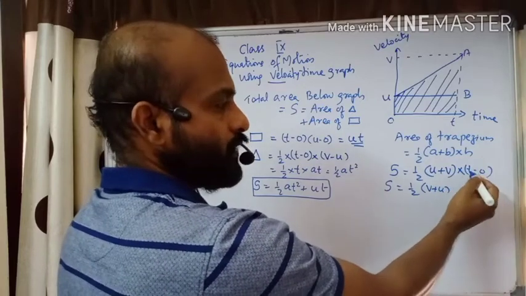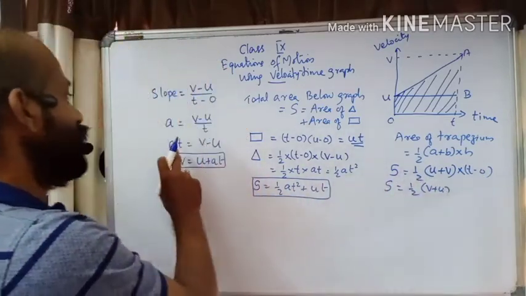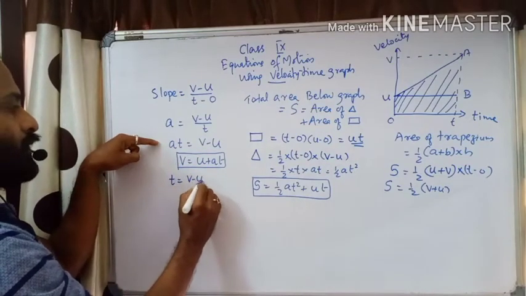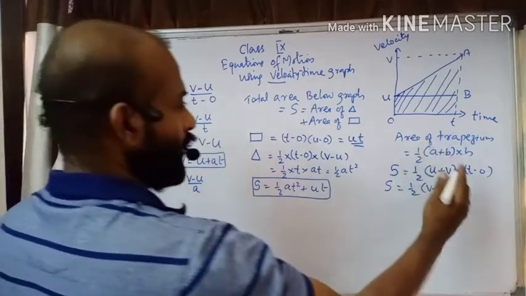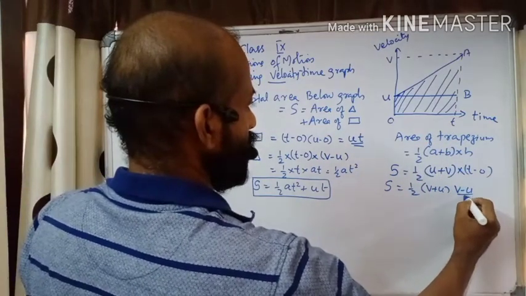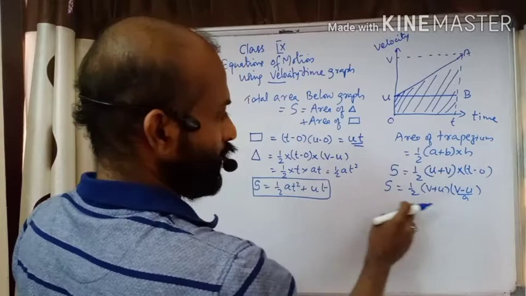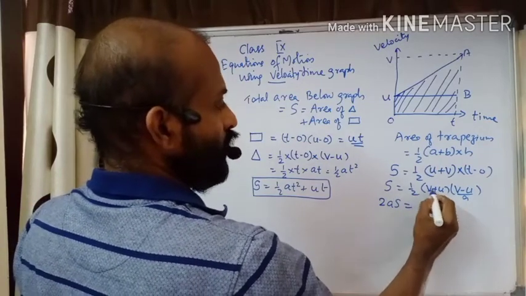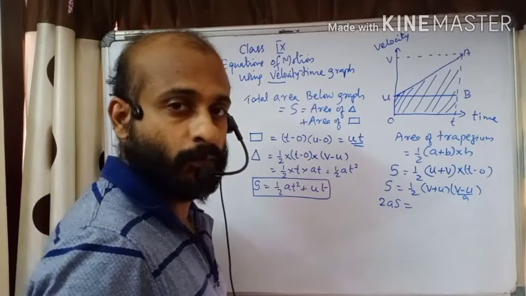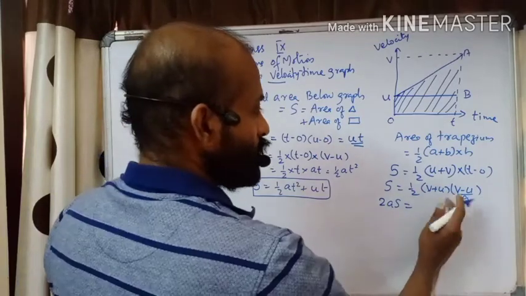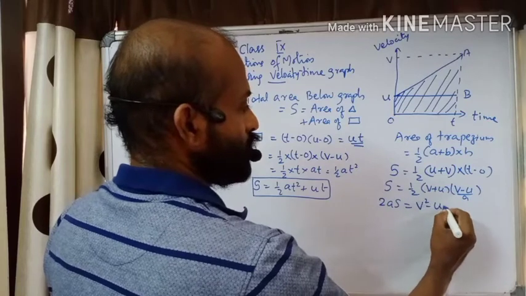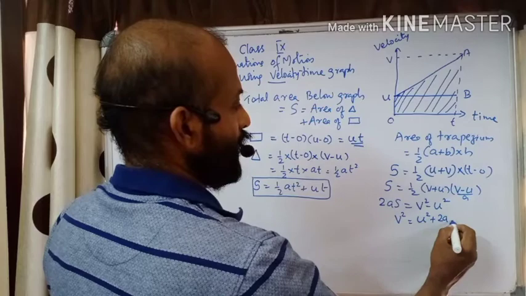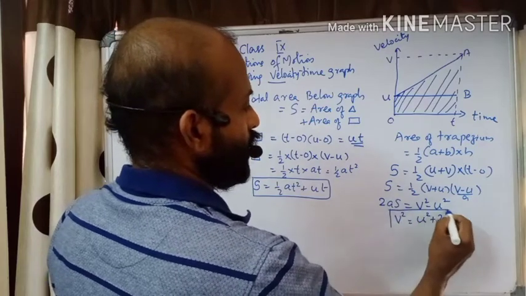What is T? T minus 0 is T. From the first equation, T is equal to V minus U by A. I substitute it there. T is equal to V minus U by A. Cross multiply: 2A into S. I cross multiply: 2AS is equal to V plus U into V minus U. By using the identity, V plus U into V minus U is equal to V square minus U square. Or V square is equal to U square plus 2AS. This is our third equation of motion.